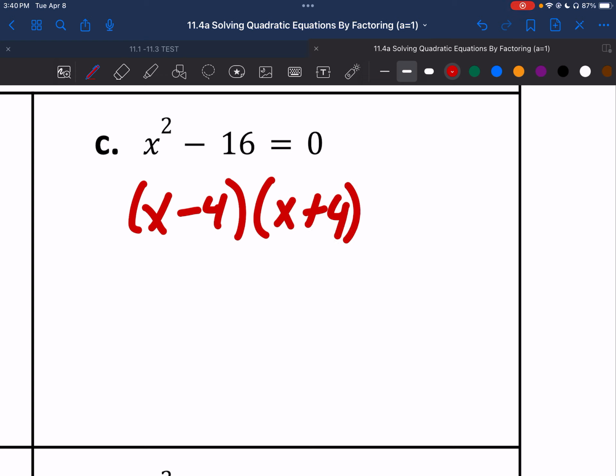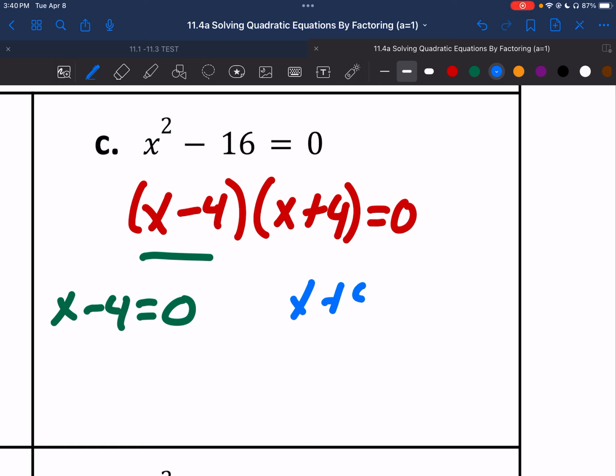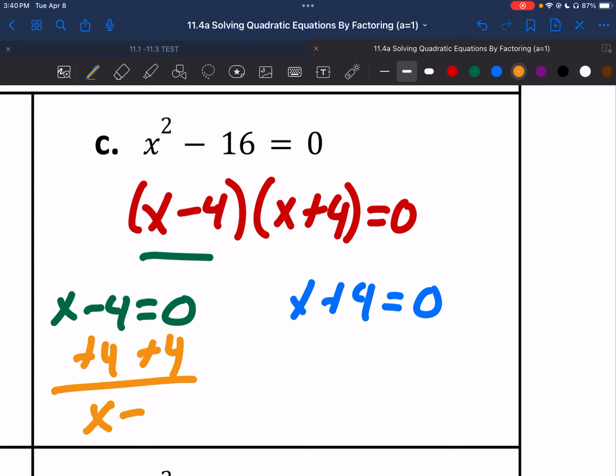Now, can we split that into two pieces? x minus 4 equals 0. x plus 4 equals 0. And then we add 4 to this one, so x equals positive 4. We subtract 4, x equals negative 4.